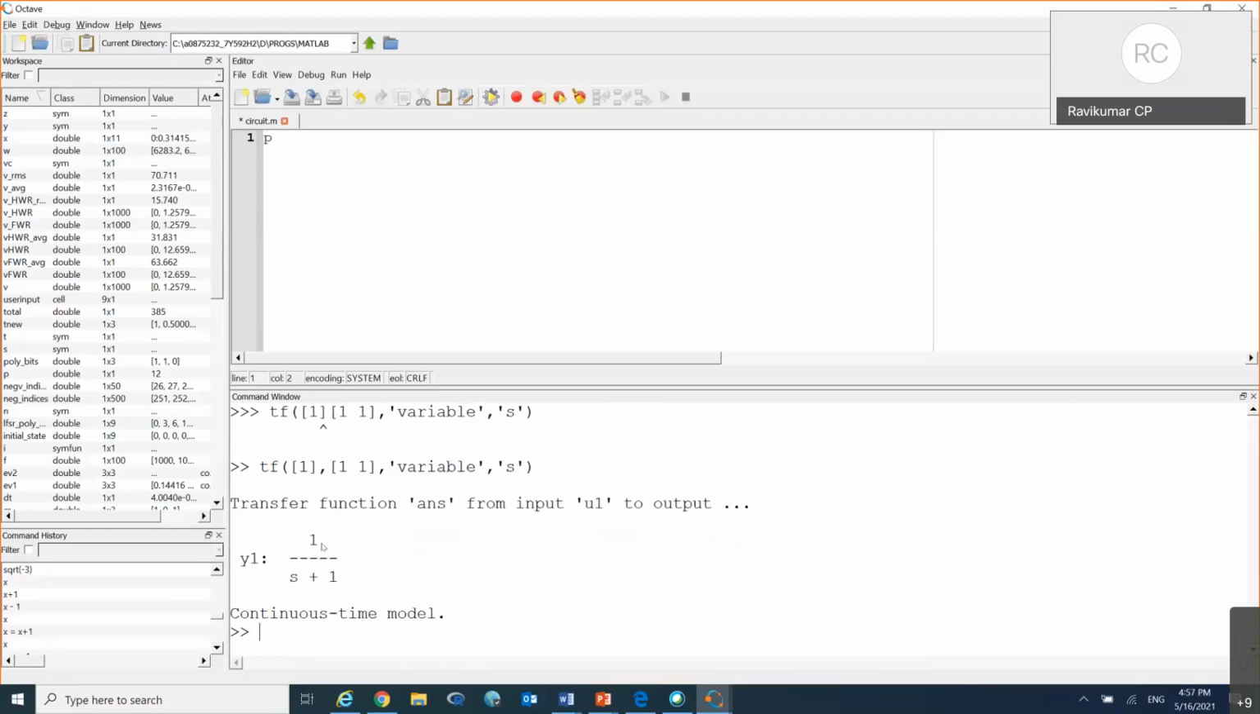So this is a transfer function that in control theory, if you have some sort of box, it has a gain of 1 over s plus 1. Similarly, if this was 1, 2, 1, 2, 1, 1. So 2, 1 is 2s plus 1. 2, 1, 1 is 2s square plus s plus 1.